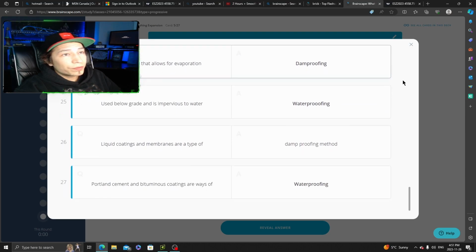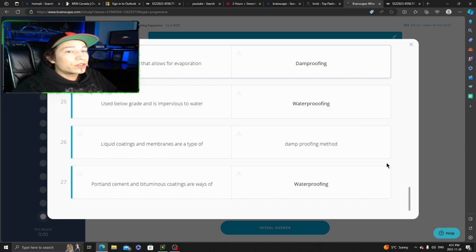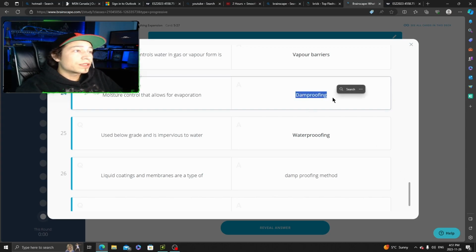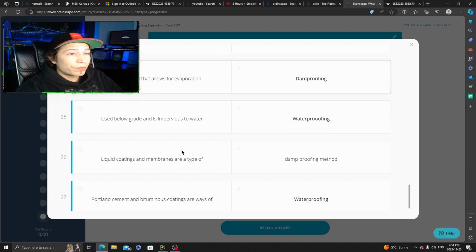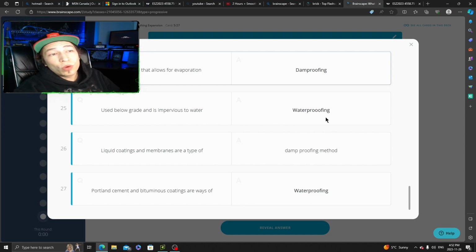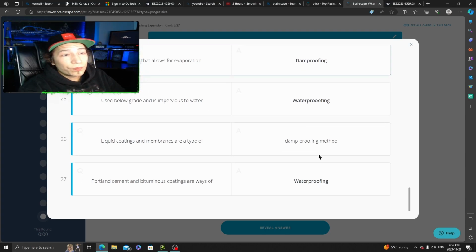Damp proofing. So damp proofing is a moisture control that allows for evaporation. Waterproofing is used below grade and is impervious to water. So waterproofing is typically used below grade and is impervious to water.